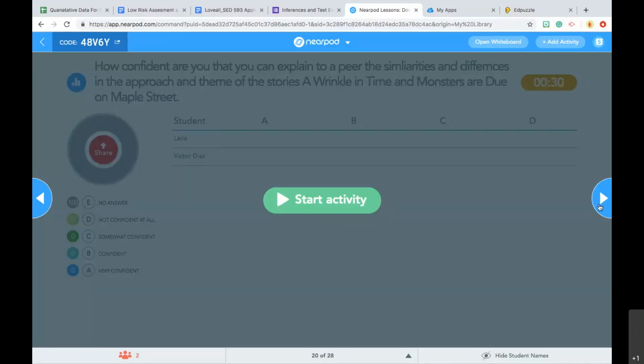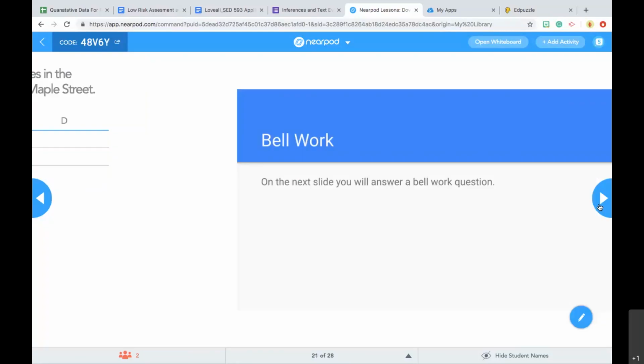So first things first is our confidence question. How confident are you that you could explain to a peer the similarities and differences in the approach and theme of the stories A Wrinkle in Time and The Monsters Are Due on Maple Street? This is where you'll take that 30 seconds to answer if you're confident, not confident, or feeling somewhat confident. So I'm going to go ahead and give you that 30 seconds and pause that video now.